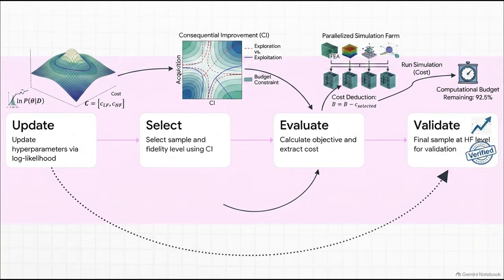This creates a double-loop searching process that ensures every single decision perfectly balances exploration against your strict computational budget. Basically, you update your hyperparameters, maximize the CI function to pick your next move, run the simulation, deduct the cost from your budget, and repeat. And crucially, look at step 4. The loop strictly concludes with a final sample at the high-fidelity level. No matter what, it guarantees a validated result.